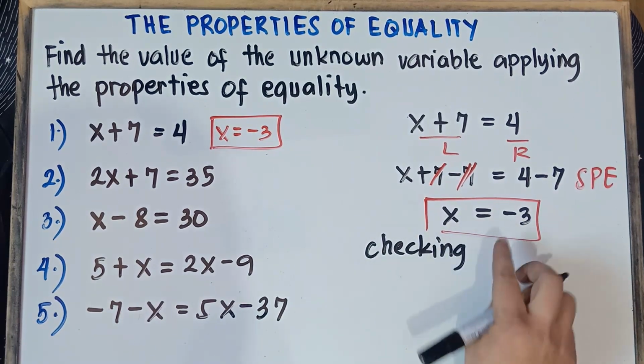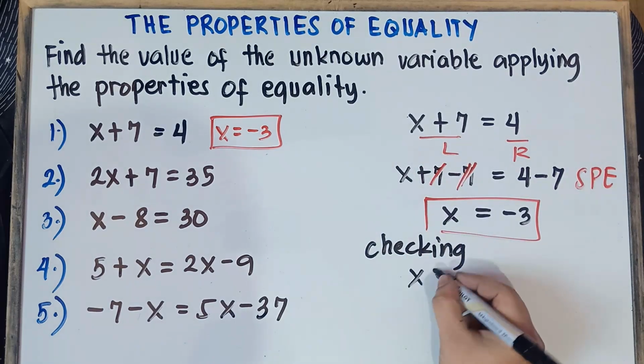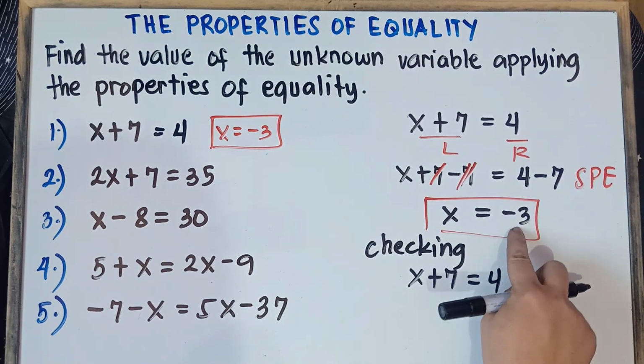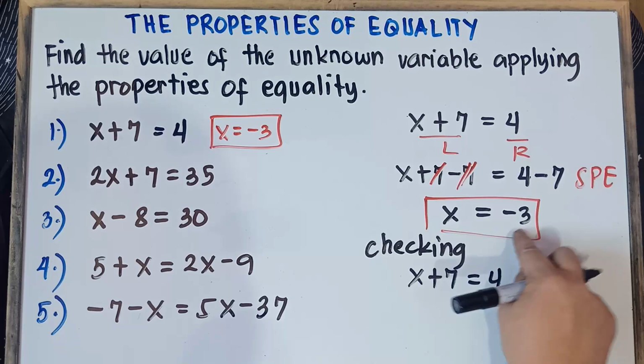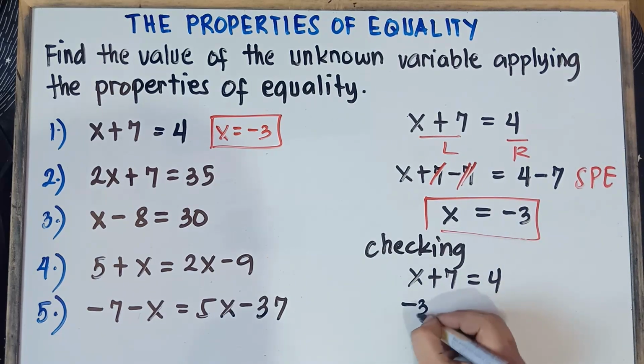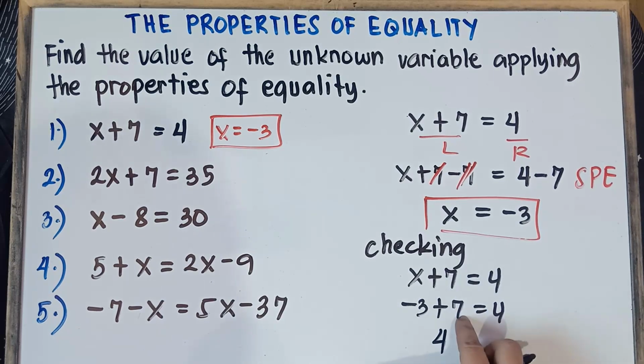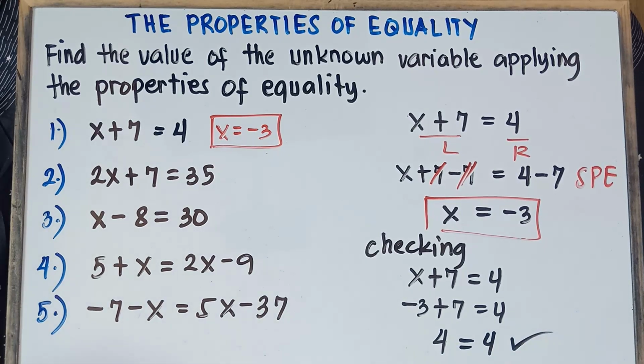Let's substitute the value of x in the given equation. X plus 7 equals 4. Our x value is negative 3. So negative 3 plus 7 equals 4. Negative 3 plus 7, if the signs are not the same, you subtract. 7 minus 3 is 4, and then you copy the sign of the larger number. 7 is greater than 3, that's why we copy the positive sign. This is positive 4 equals 4. Correct. Therefore, class, x equals negative 3 is correct.